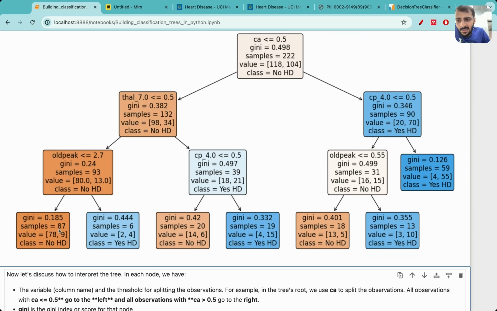So let's look at all the leaves. Here in this leaf there are 87 samples. Here there are 6. Here there are 20, 19, 18, 13 and 59. This is good because, as I mentioned before, if a leaf only has one sample, it is not good. It may lead to overfitting. We cannot have a leaf just because one person belongs there, which means we might be fitting just noise. Here we can see that all leaves have more than 5 samples. Most of the leaves have more than 10 samples, which is amazing.